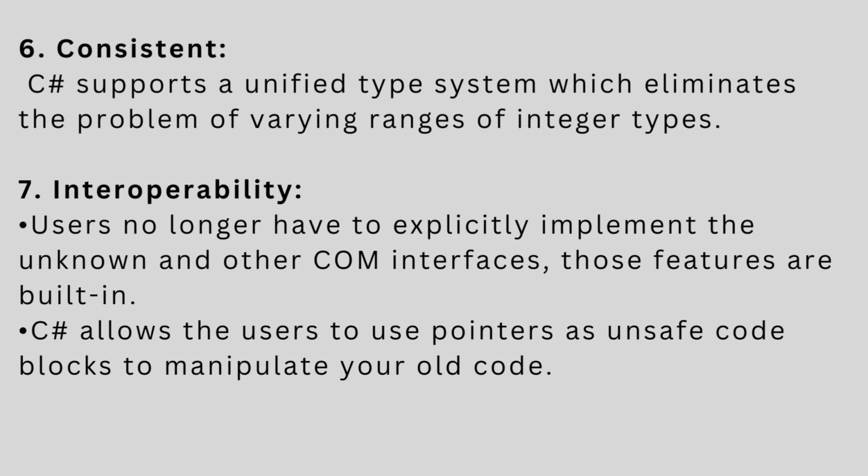7. Interoperability. Users no longer have to explicitly implement the unknown and other COM interfaces, those features are built in. C# allows the users to use pointers as unsafe code blocks to manipulate your old code.